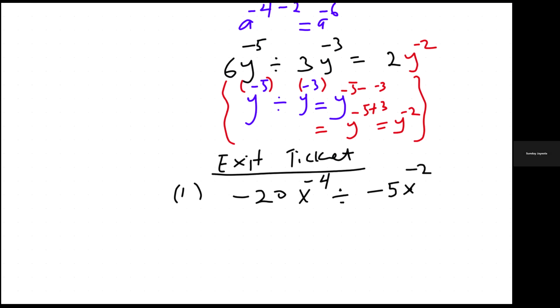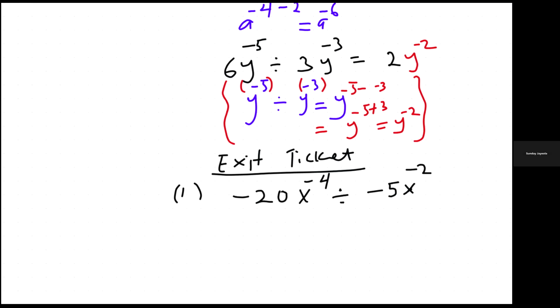Negative 20x raised to power negative 4 divided by negative 5x raised to power negative 2 will be the answer. I want to believe you already have your answer. So let's see the solution together to know whether you are right or wrong.